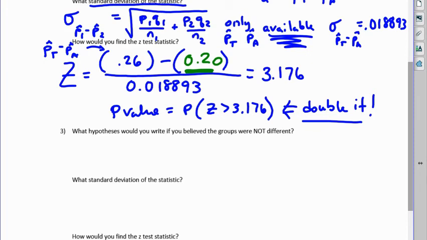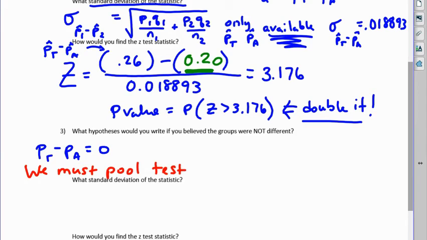But let's say that you really thought the groups were not different at all. If you really thought that the proportion of teens minus the proportion of adults was 0, this is where we must pool for a test. You have to pool the test. You don't have to pool an interval, but you do have to pool the test. So we would have our null hypothesis. Oh, these are teens minus adults. Our alternative hypothesis.